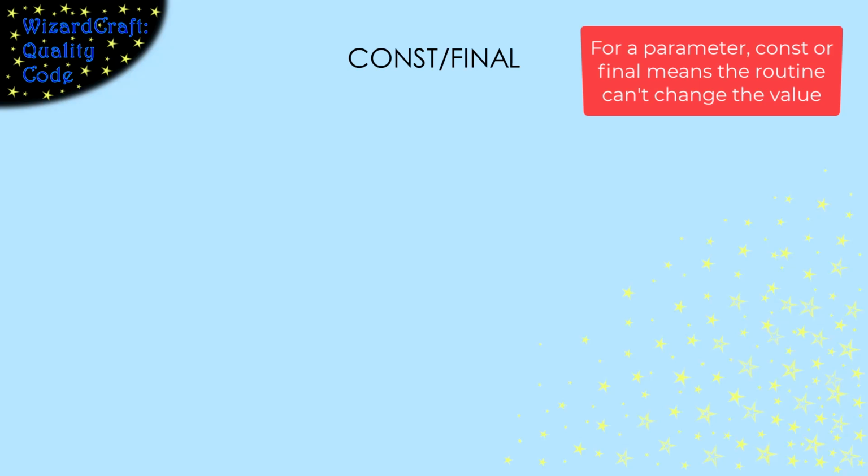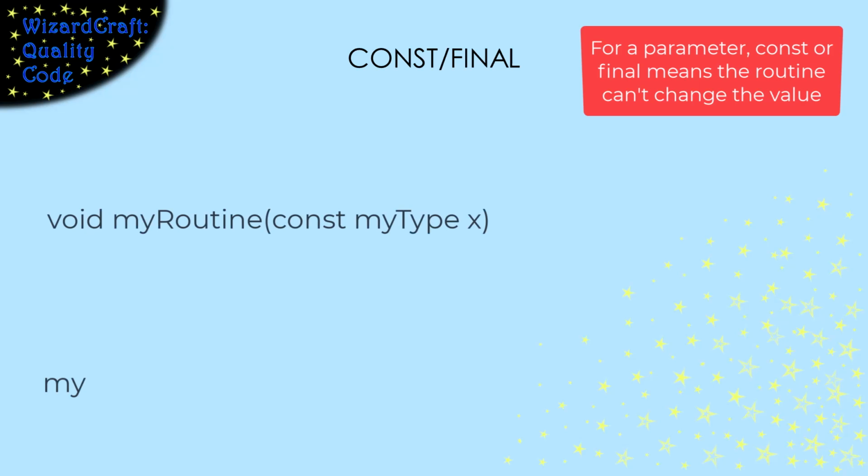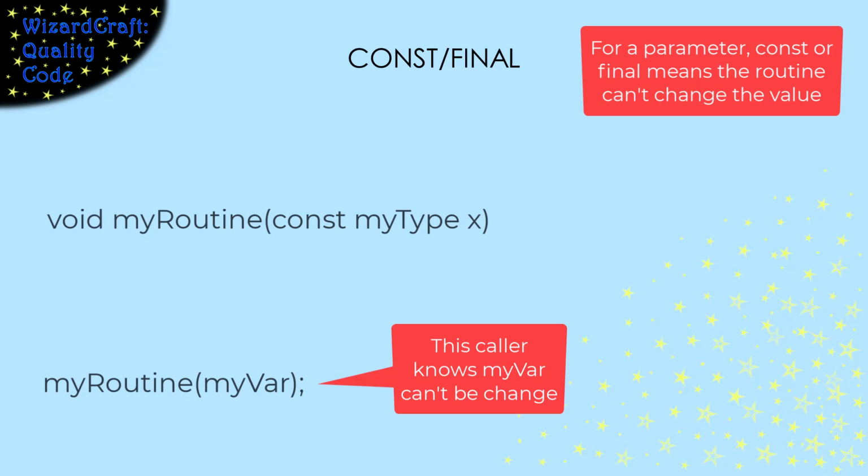The idea behind marking a parameter with const or final is to ensure that the routine doesn't change the value being passed in. In other words, the caller can rest assured that their variable value won't be changed. That gives the caller a better understanding of what the routine will do, and it sounds like a good idea. The problem is that different languages treat that designation differently. So let's look a little more closely.